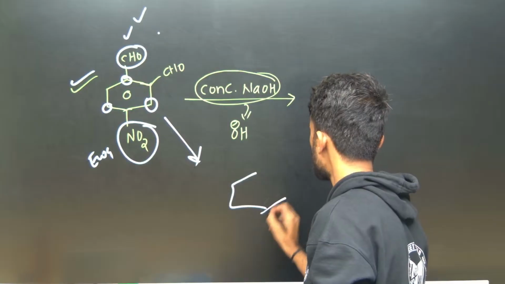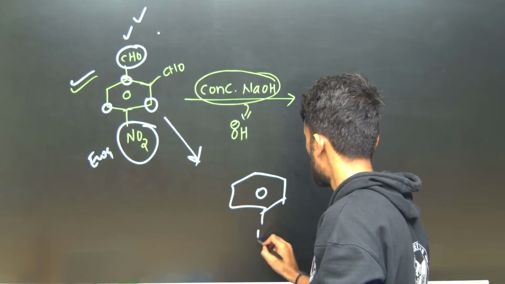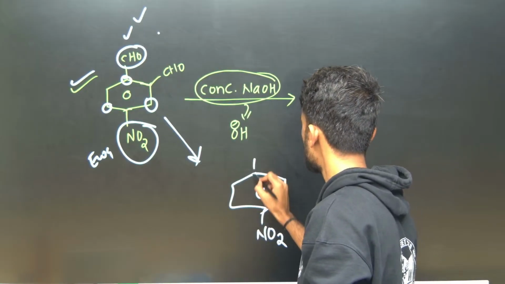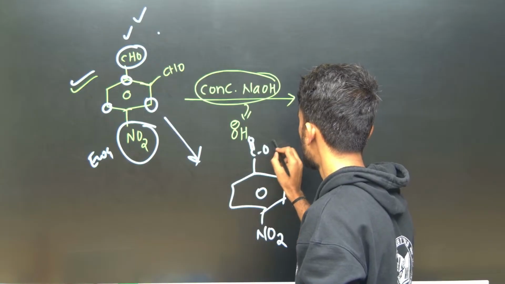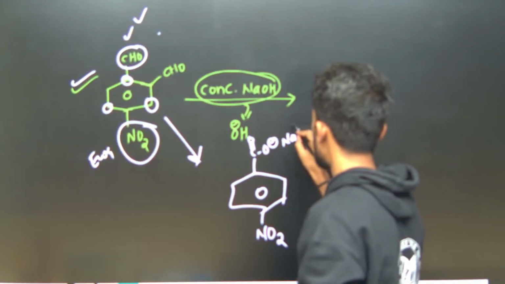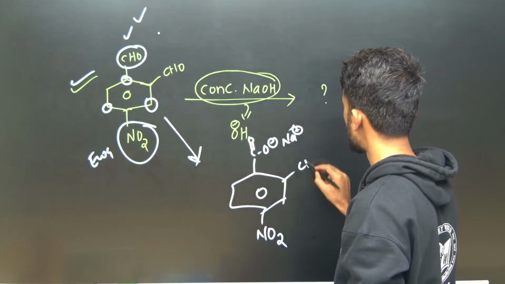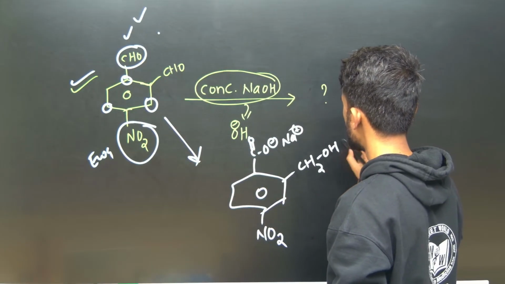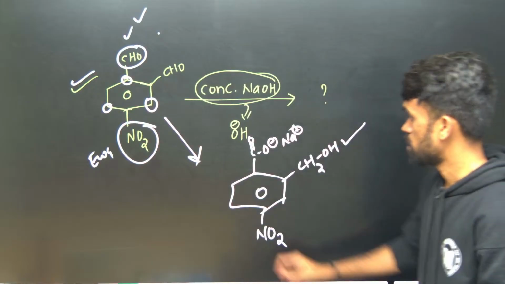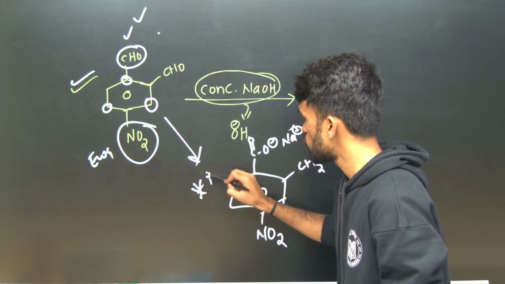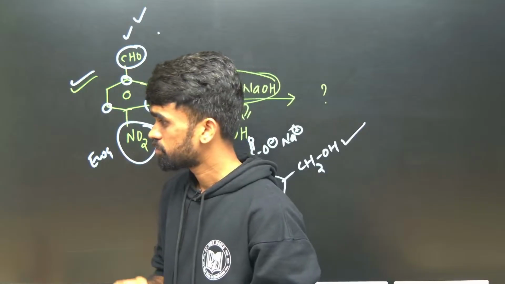So our product will be something like this, NO2 as it is. So this will be converted into carboxylate ion, O minus Na plus, and a hydride ion is shifted from here to here. So this will be converted into alcohol like this. So this will be our perfect answer. This kind of reaction you will be seeing in JEE Advanced.